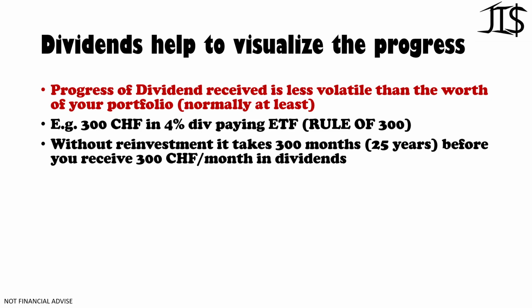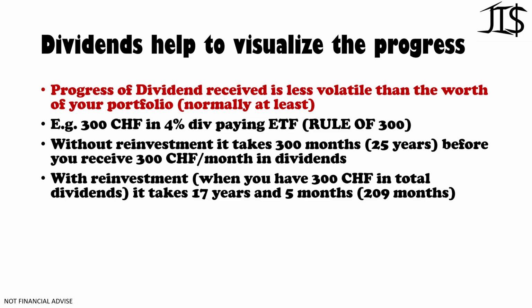And if you look at my calculations, I'm going to show the graph in the next slide. So without reinvestment of the dividends, it takes 300 months. So investing 300 times 300 Swiss francs in order to reach 300 Swiss francs per month in dividends. That's clear, because 300 Swiss francs gives you 1 Swiss franc a month. So after investing 300 Swiss francs for 300 months, you will have 300 Swiss francs per month in dividends.